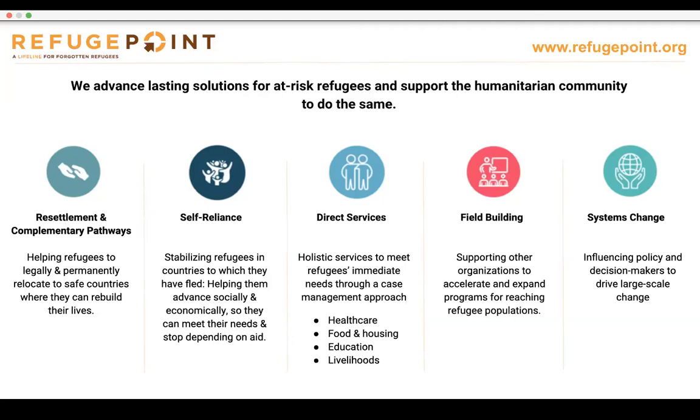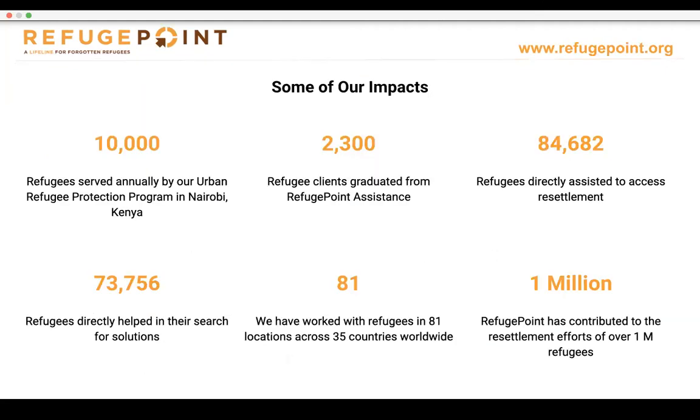We focus our work on extremely vulnerable individuals or refugees, and these ones usually include children, unaccompanied minors, survivors of violence, refugees with medical needs, the LGBTIQ community, and also urban refugees. Our headquarters are in Cambridge, USA, and our flagship program is here in Nairobi, but we've also worked in numerous countries across the world.